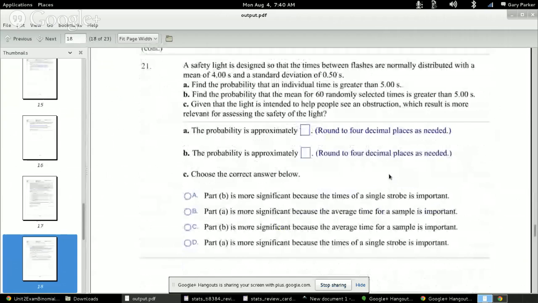Here, a safety light is designed so that the times between flashes are normally distributed with a mean of 4 seconds and a standard deviation of half a second. We're going to find the probability that an individual time is greater than 5 seconds. All right, so we need to draw that.